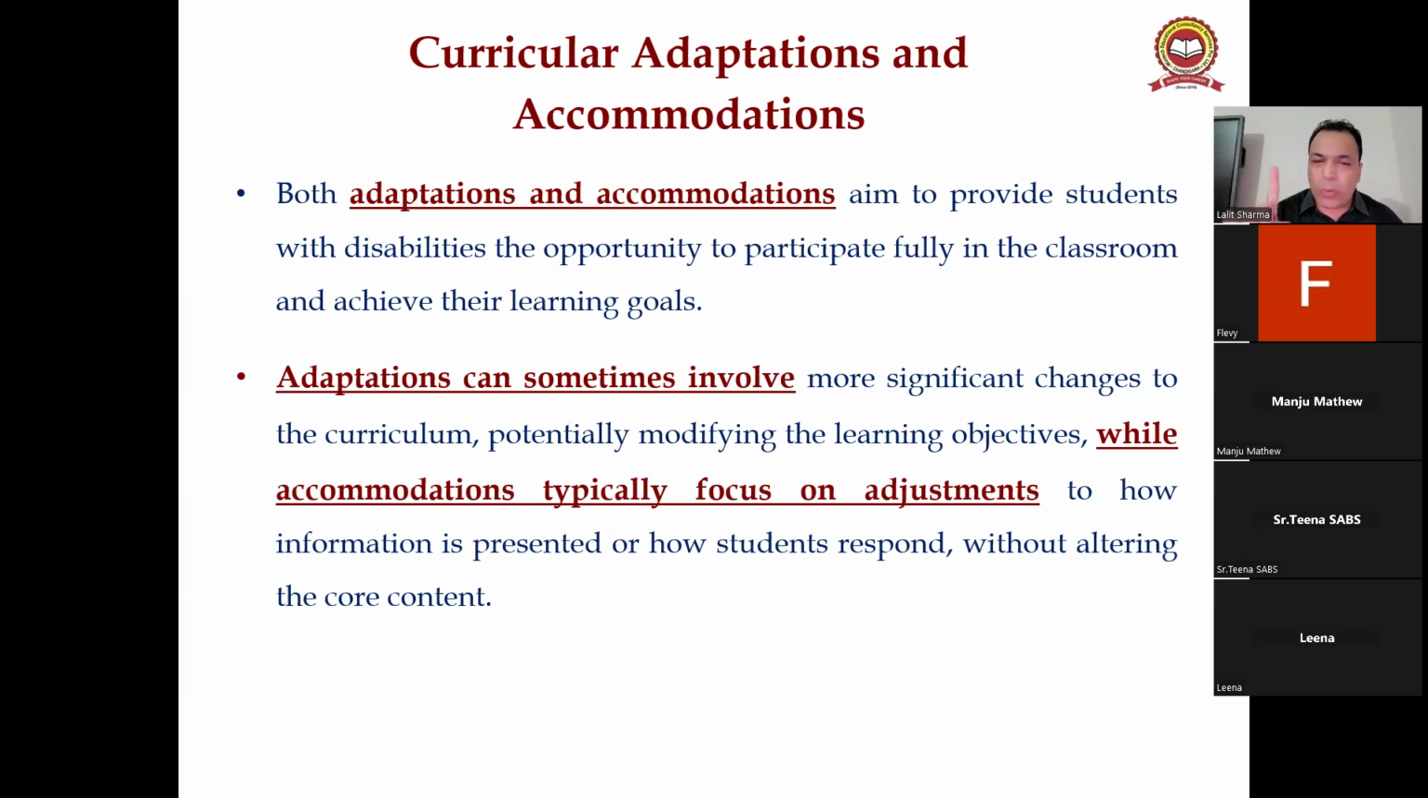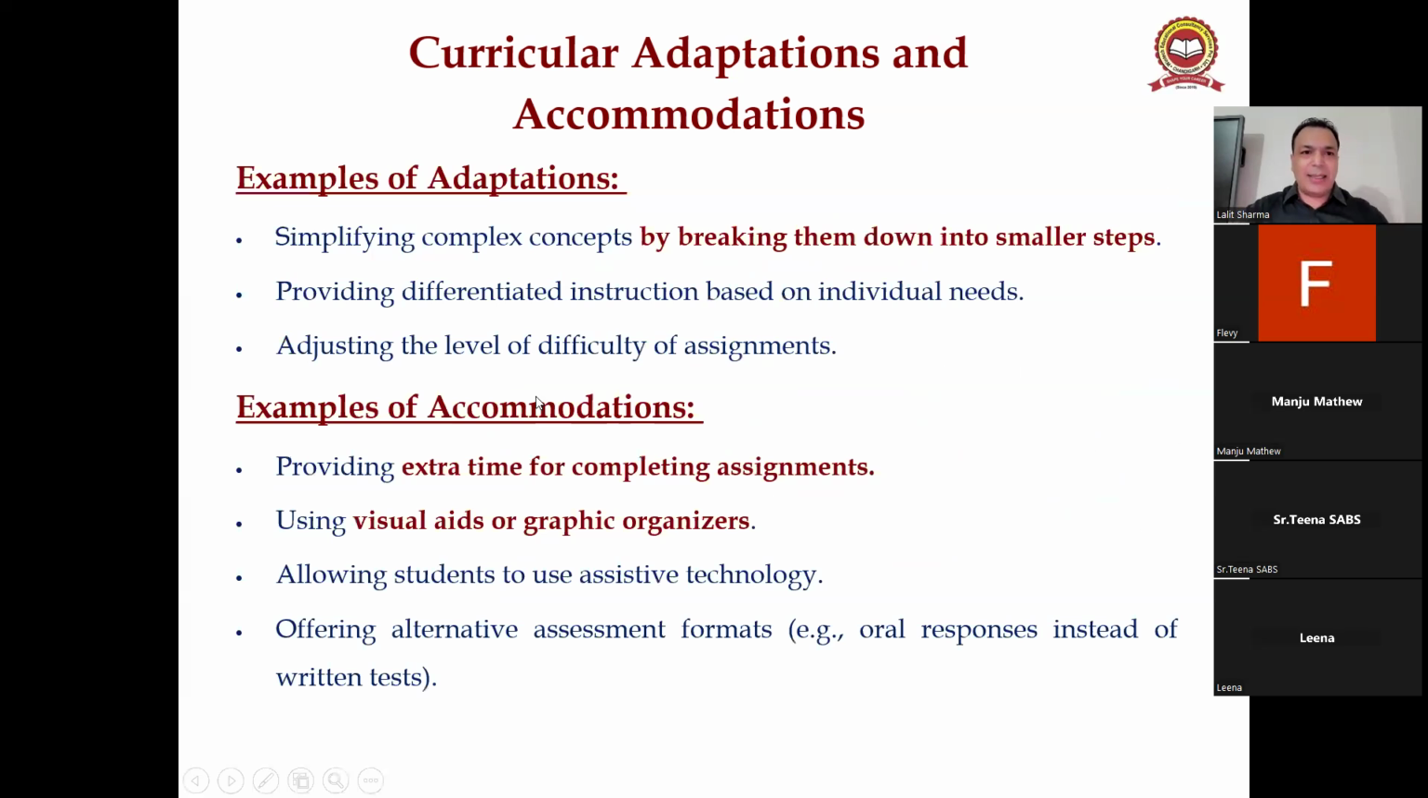So we have given one extra hour to the candidate. So what we have done is that we are not breaking down the syllabus now; we are accommodating. So this is an example of accommodations, right? Now you can see examples of adaptations and examples of accommodations, right?